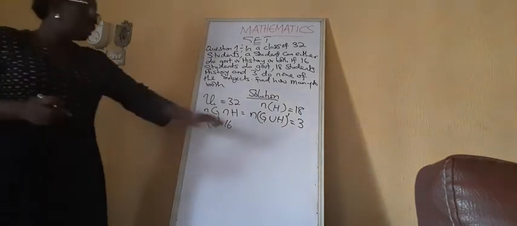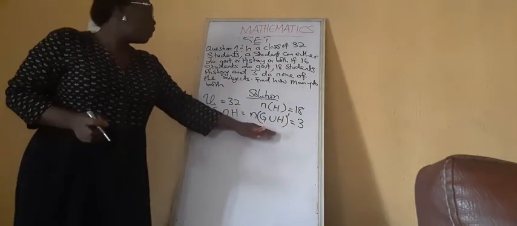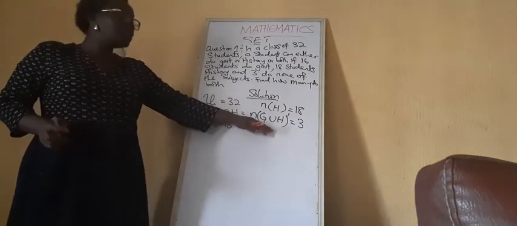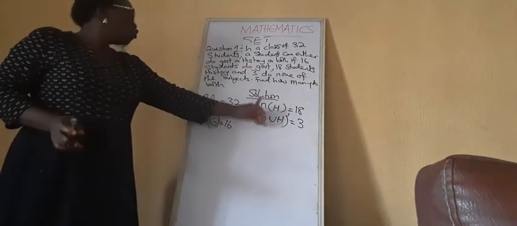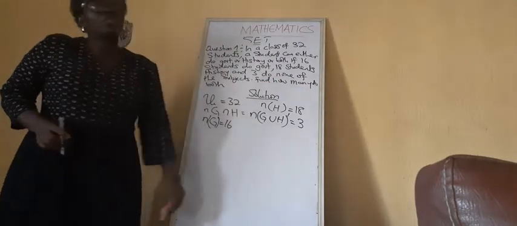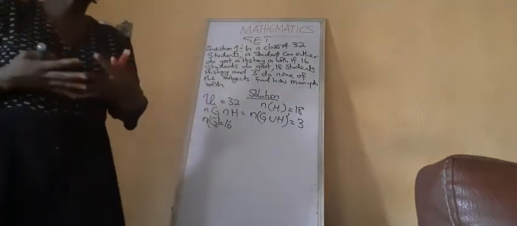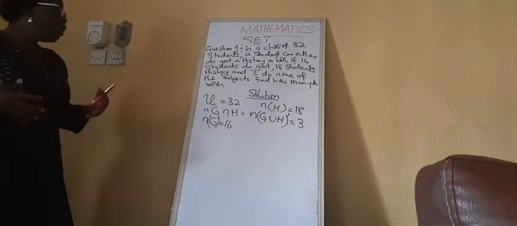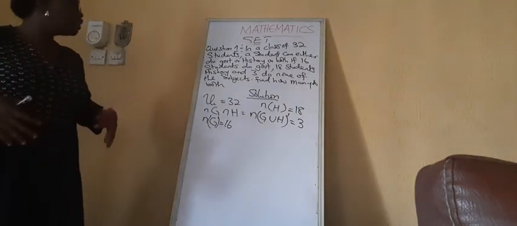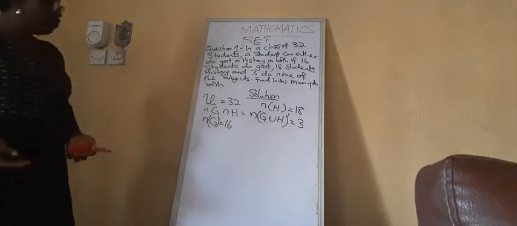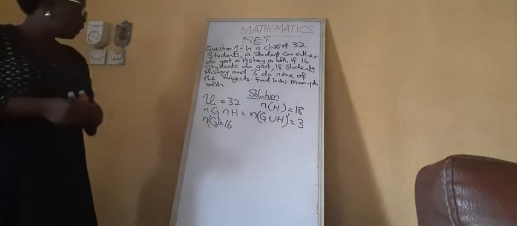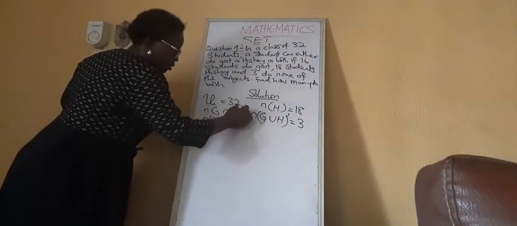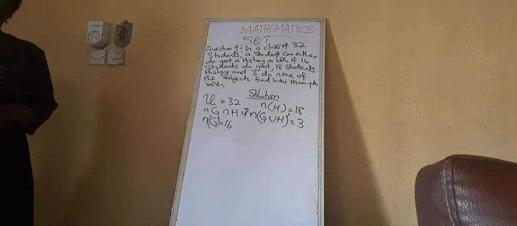So these are the people that do not participate at all. So we want to find how many do both. How many do both is the relationship between the number of those that did government and history. This is what we want to find now. We don't know this, and that is what we want to do.